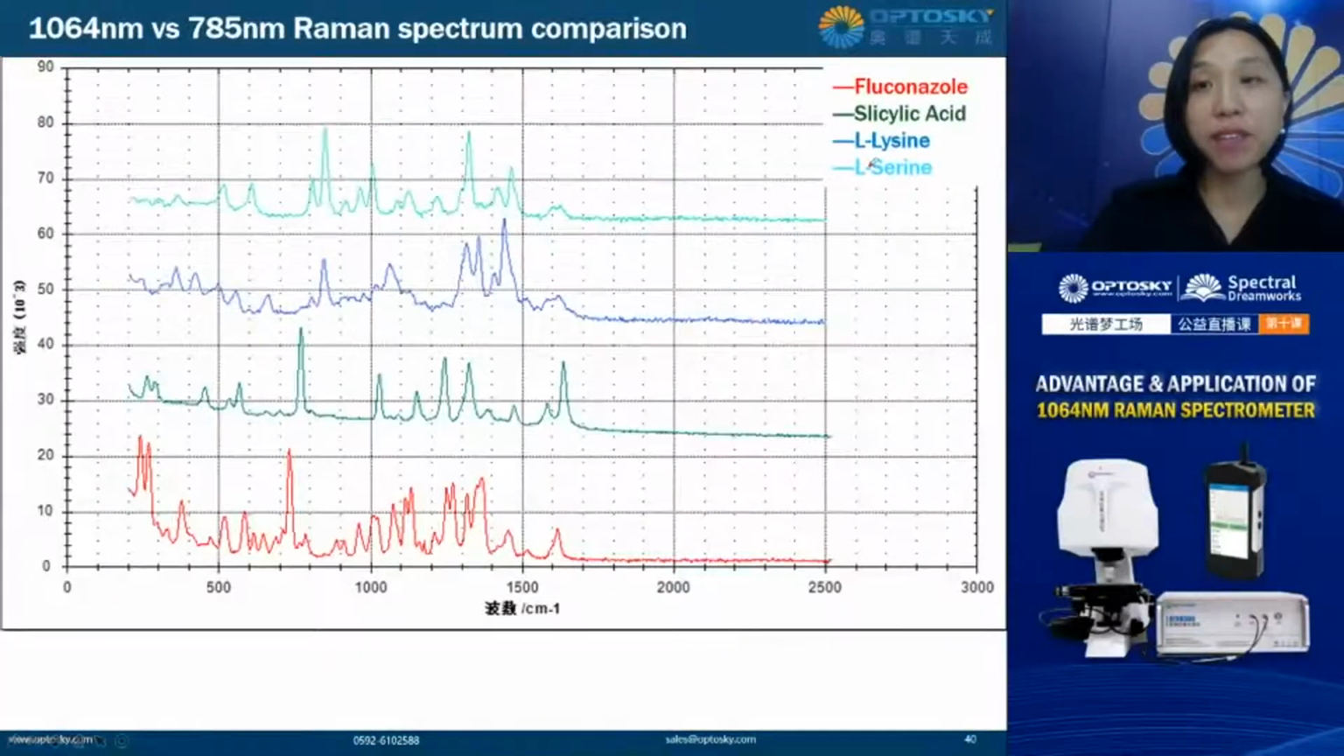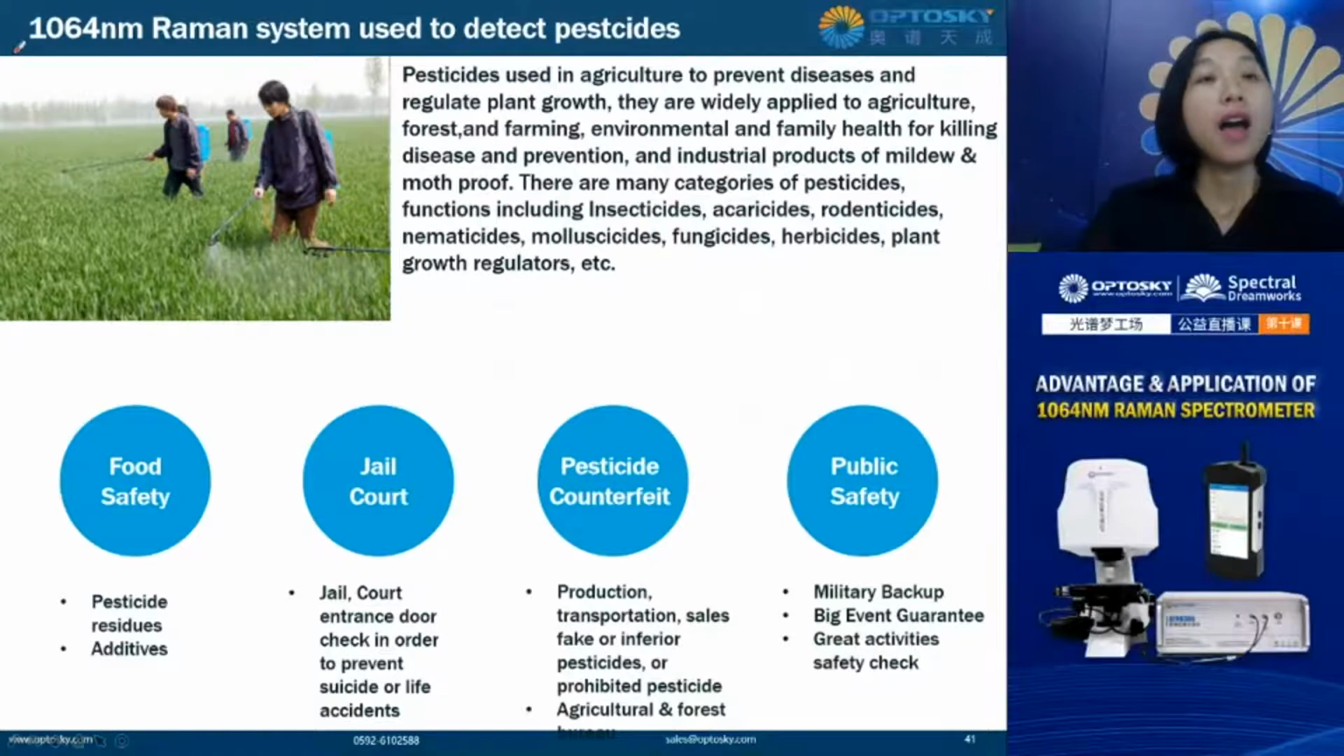And also we have this comparison of different spectra by 1064. Next, 1064 Raman systems are used to detect pesticides. Pesticides, as we all know, are used widely in agriculture to prevent disease and regulate plant growth. They are widely applied to agriculture, forestry and farming, and environmental and family health, and can kill disease.